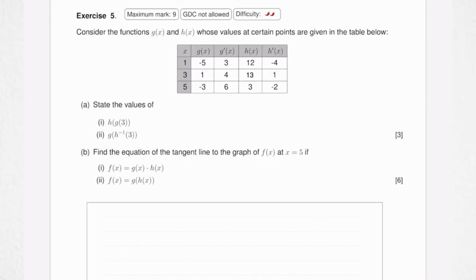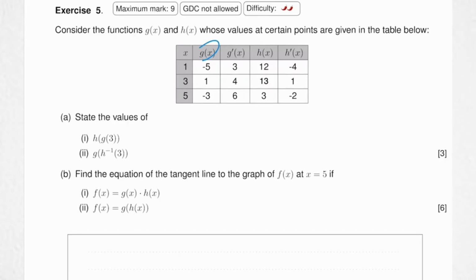These two do not involve the derivative. However, you do need to know how to find them in your table, or in this table. Now, what is h of g of 3, starting from the inside? First of all, g of 3 is equal to 1. So this value over here is 1. Then we're left with h of 1, and h of 1 is equal to 12.